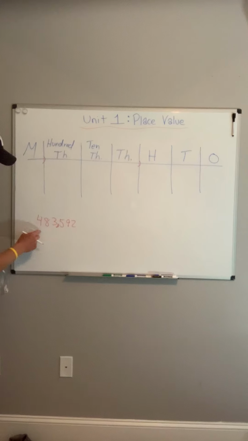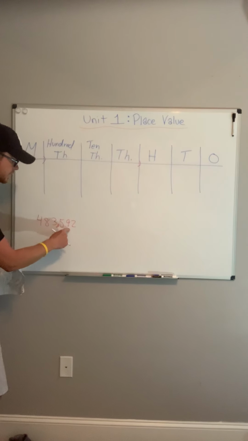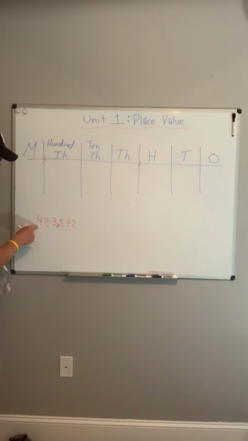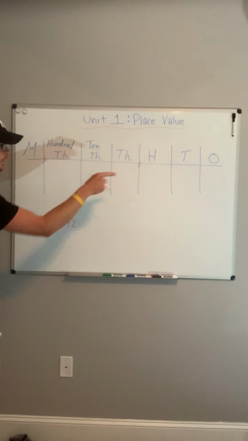So to say this number, you always say it in groups of 3. So you have 3 digits here. We're going to say this number as 483,000. We're going to say the word thousand for that comma, 592. Again, guys, that's 483,592. And we're just going to simply use dots to represent each digit. So you always start in the ones place.